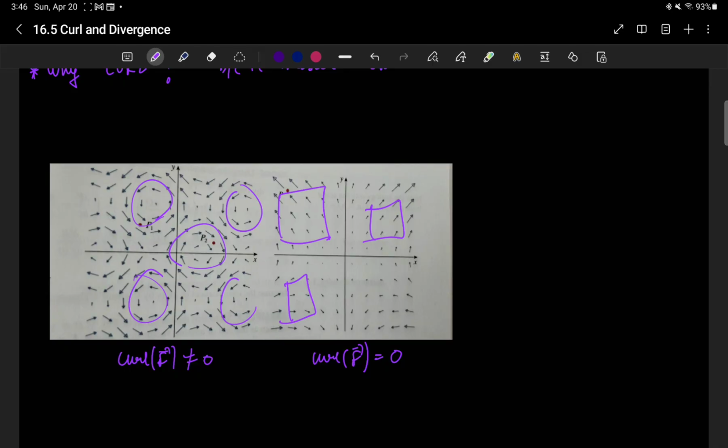That brings us to an end for this part of this section, which is curl. The next idea that will be covered is going to be divergence, which is the second basic operation on vector fields. So that's it for this video.